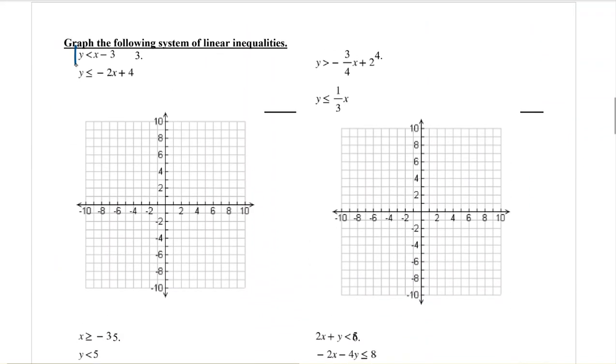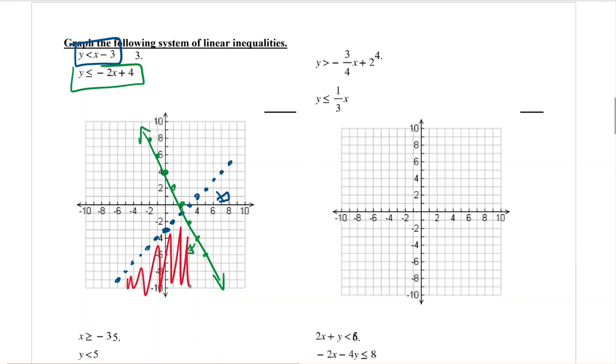Graphing, y-intercept of -3, slope of 1. We don't have the equal sign, so we're going to be a dashed line. And we're not eating the y, so we're going to shade the bottom. Our next one, y-intercept is at 4, slope is -2, down 2, right 1, up 2, left 1. We've got the equal sign, so we're going to do a solid line. And we're not eating, so we're going to shade the bottom. So the bottom of both those lines would be right here.